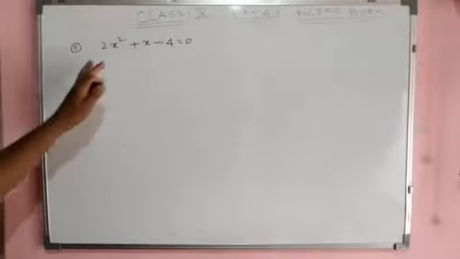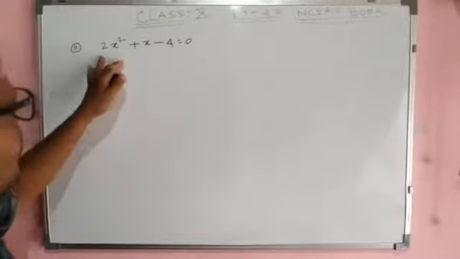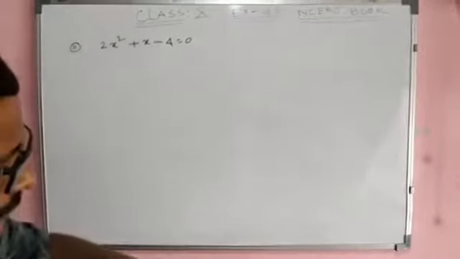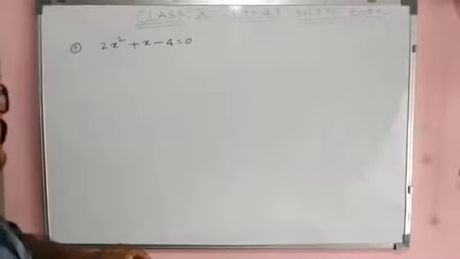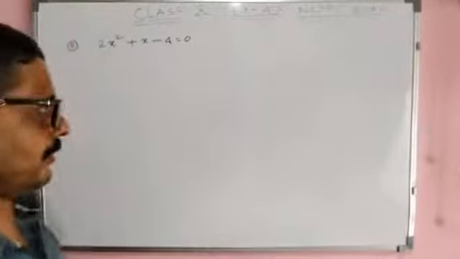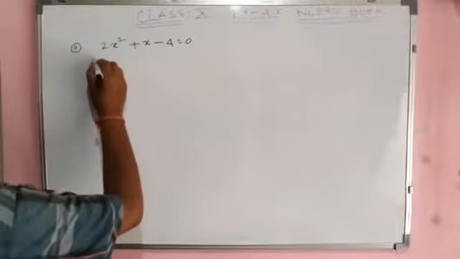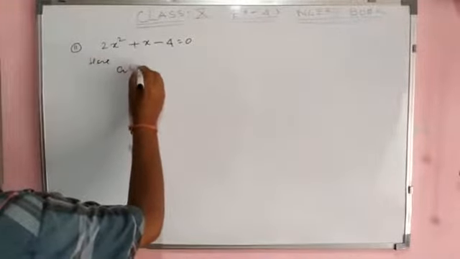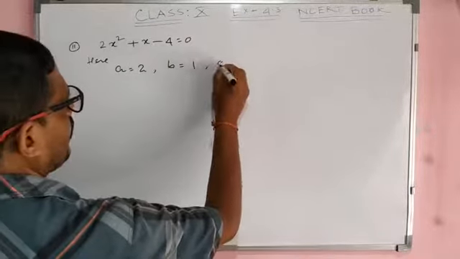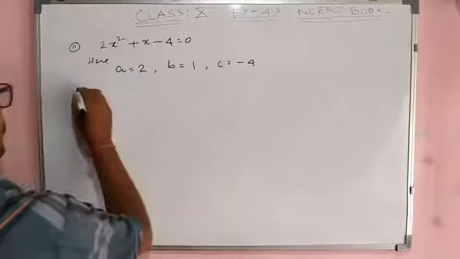Now see question number 2. This is the equation 2x square plus x minus 4 equal to 0. First of all you have to check whether it has real roots or not. So here a equal to 2, b equal to 1 and c equal to minus 4.